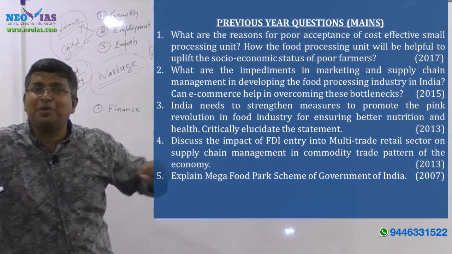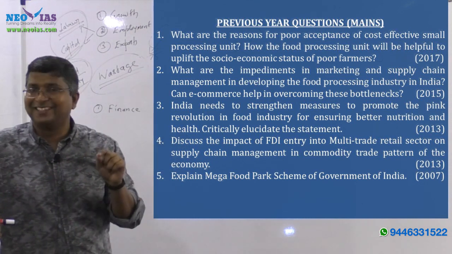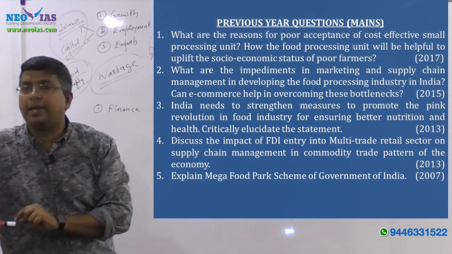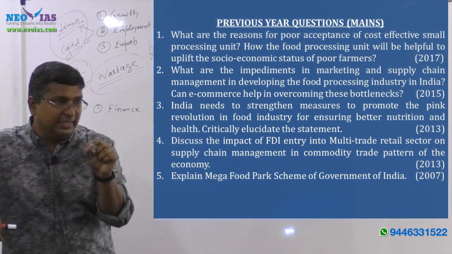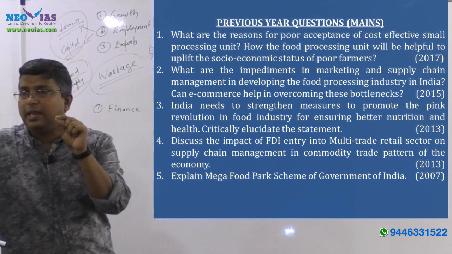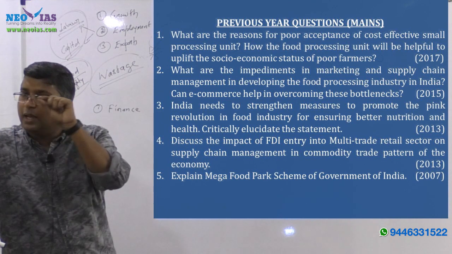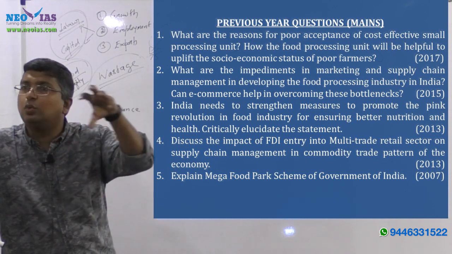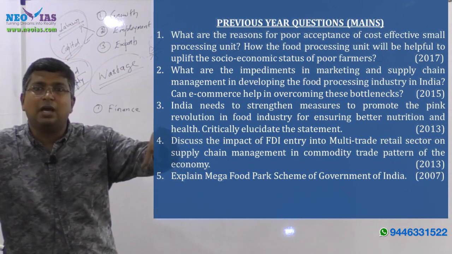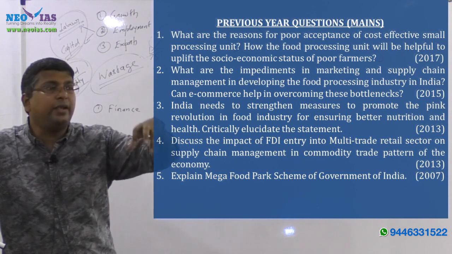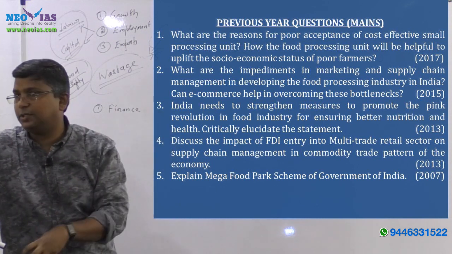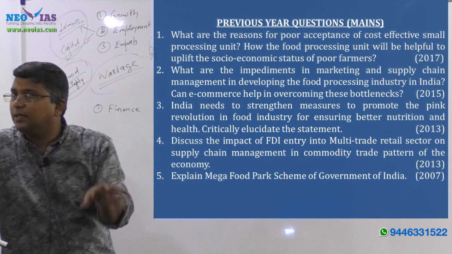Don't end there. Give a solution for how these cost effective small processing units can be set up. So at least mention Kisan Sampada Yojana, or you can talk about Mudra Bank. You can mention certain things regarding funding, or bringing these small processing units into a cluster. Kisan Sampada Yojana is basically about creating mega food parks and all those things. Government gives subsidies, incentives, all those things.